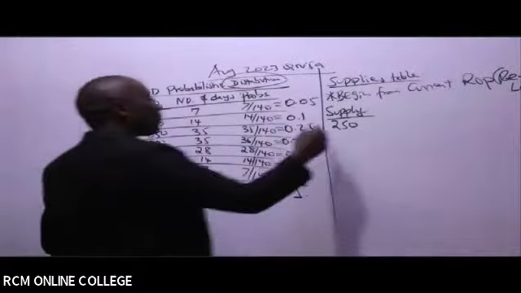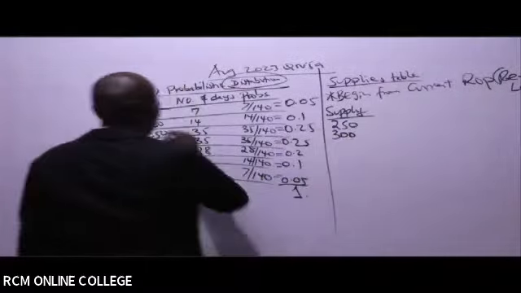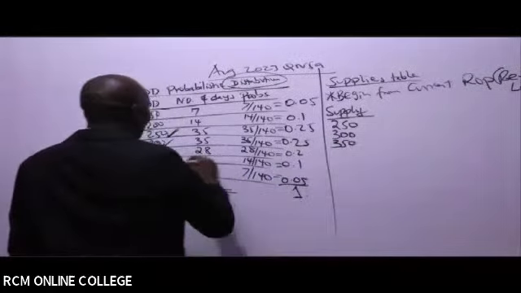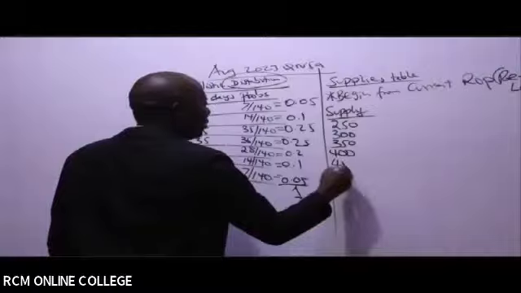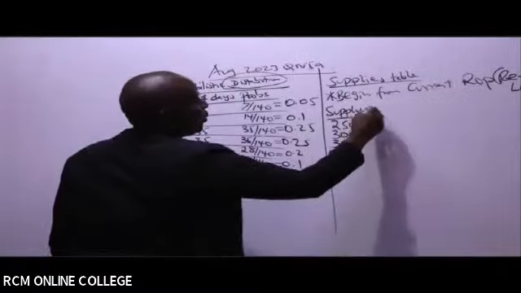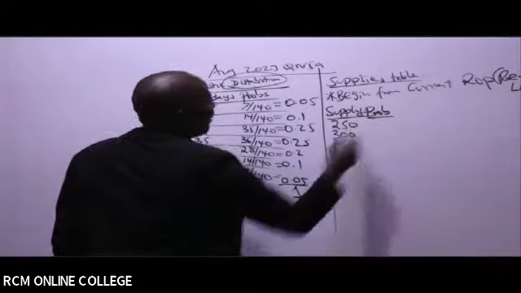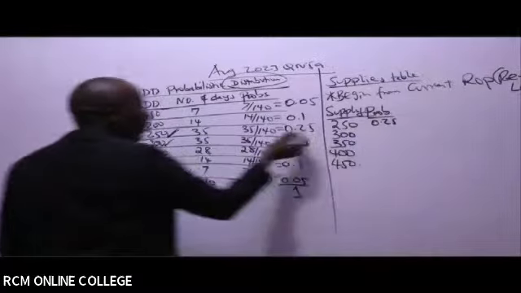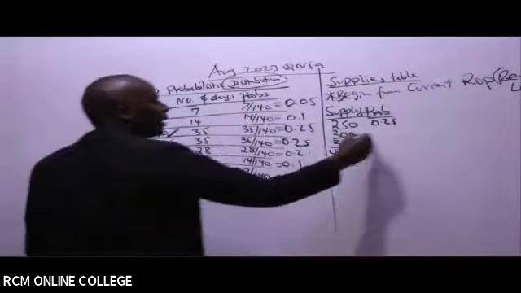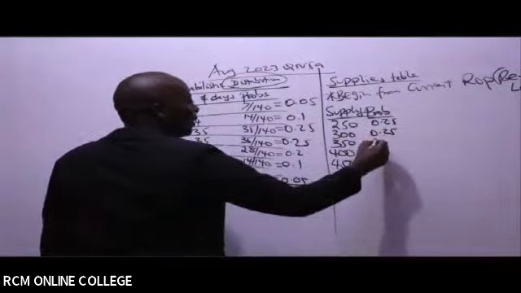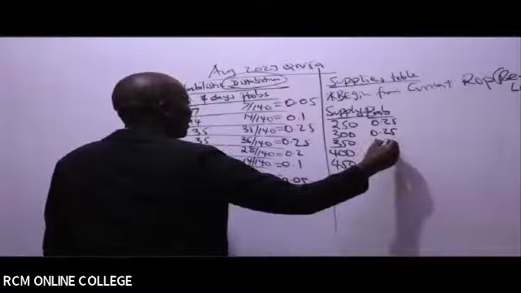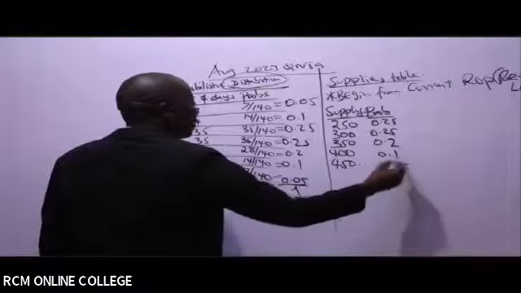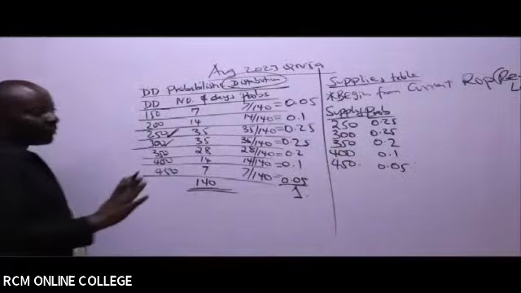So we have 250, 300, 350, 400, 450, like that. And then you write their corresponding probabilities. The probability for the first one is 0.25. So you go downwards like that: 0.25, 0.2, 0.1, 0.05. Let me know once you're able to finish this.